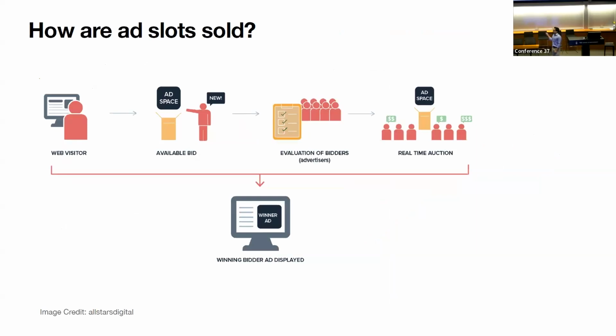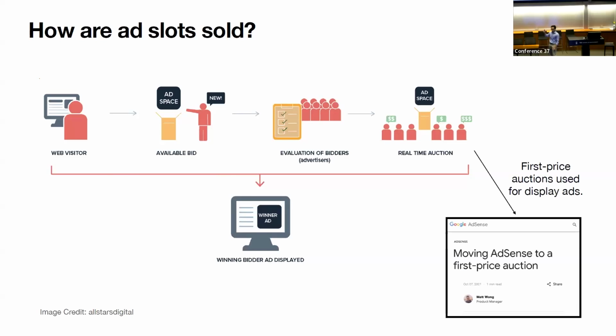How exactly are these ad slots sold? Anytime a user visits a website, what happens in the background is that the platform sends a message to potential advertisers saying, hey, I have this new user, there is associated ad space, would you like to show your ad? And then the interested advertisers participate in a real-time auction, the winner of which gets to display their ad. For display ads in particular, the auction format is first price auctions.